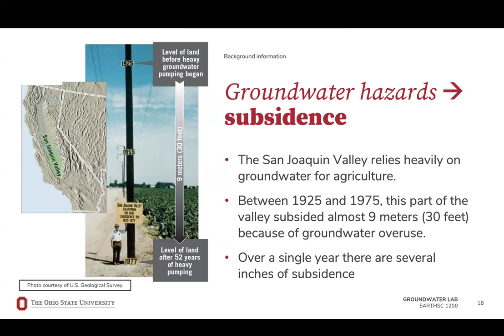The marks on this utility pole indicate the level of the surrounding land in preceding years. Between 1925 and 1975, this part of the San Joaquin Valley subsided almost 9 meters because of the withdrawal of groundwater and the resulting compaction of sediments.